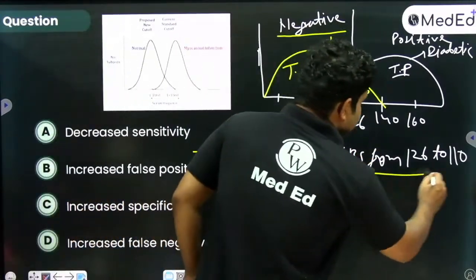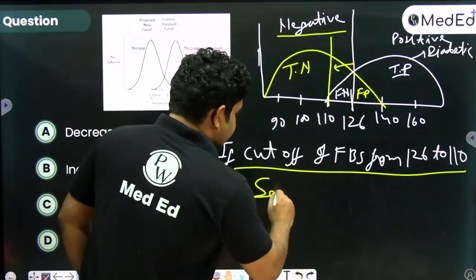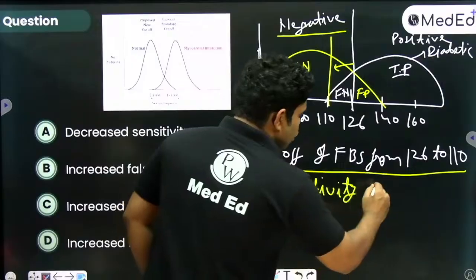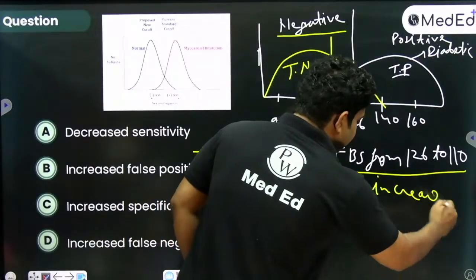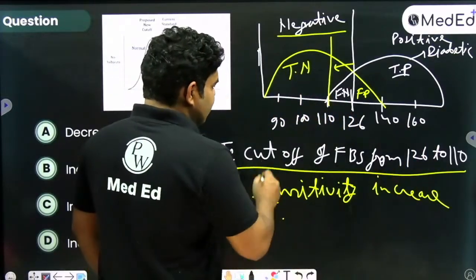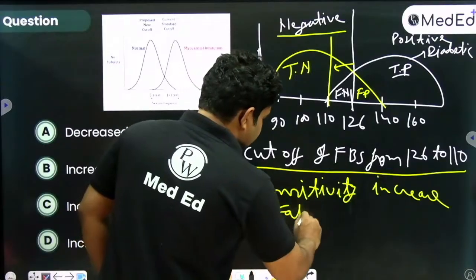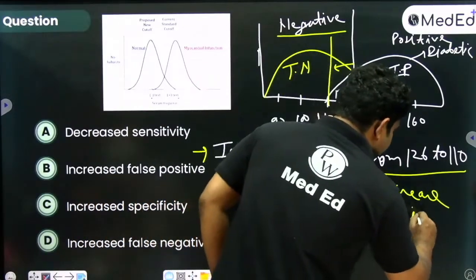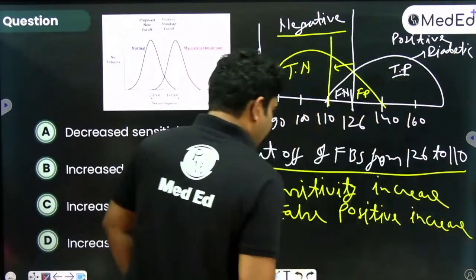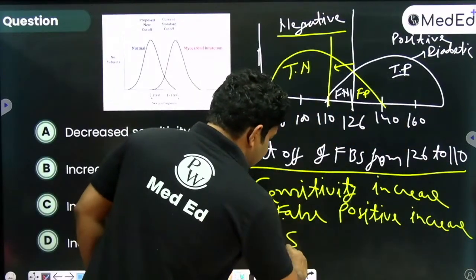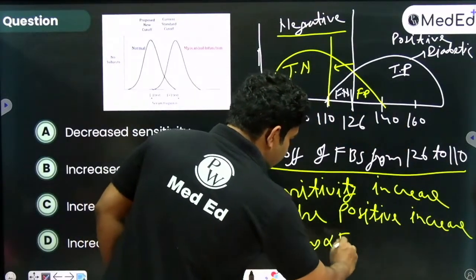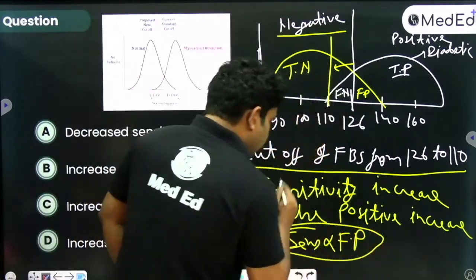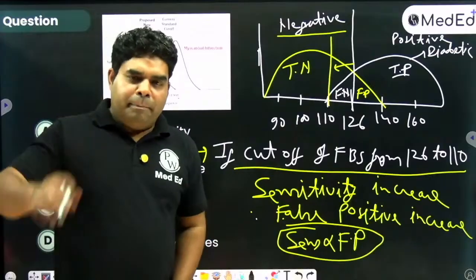If cutoff decreases, sensitivity will increase, because now more people will come diabetic. Why does sensitivity increase? Because false positive increases. False positive increases, so sensitivity increases. That means sensitivity is directly proportional to false positive. This is a controversial line, but let me explain this with a very simple example.